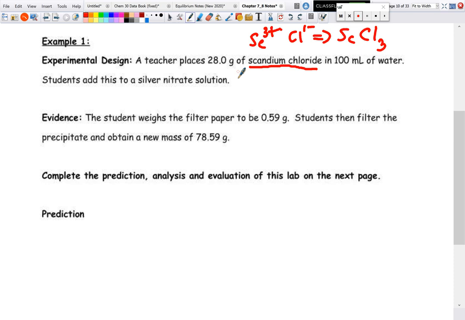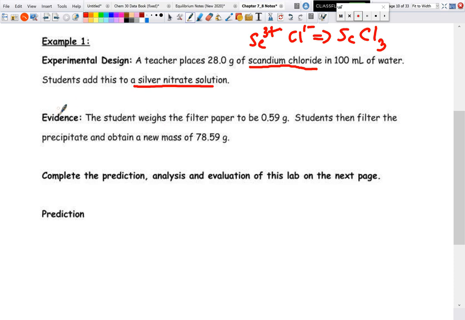So a teacher placed 28.0 grams of scandium chloride in 100 milliliters of water. Students add to this a silver nitrate solution. So the evidence: the student weighs filter paper to be 0.59 grams. Students then filter the precipitate and attain a new mass of 78.59 grams. So complete the prediction, analysis, and evaluation of this lab.